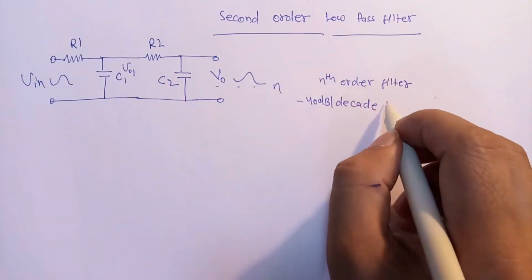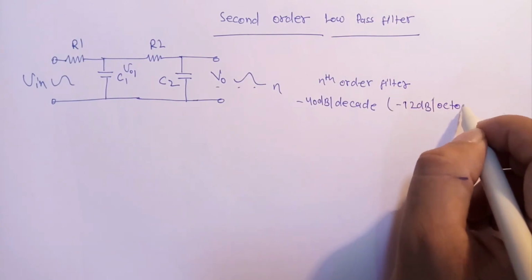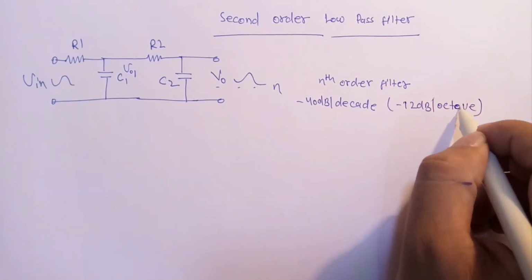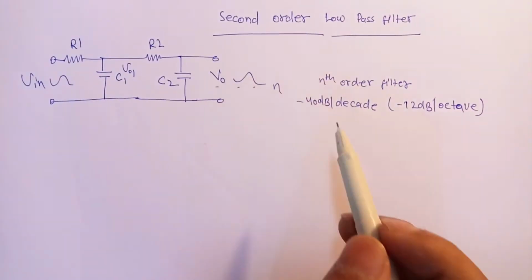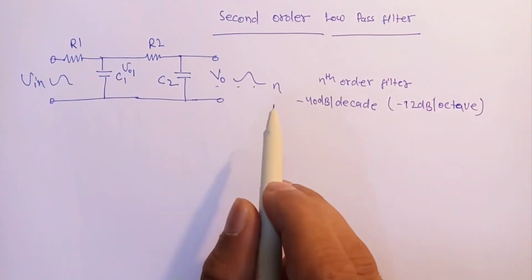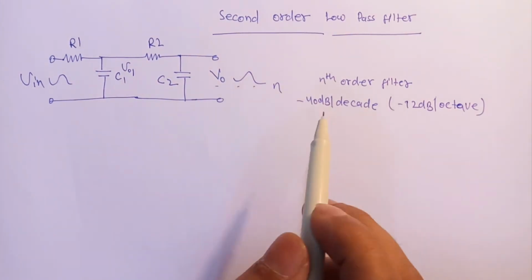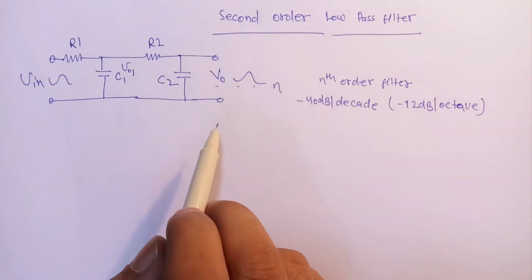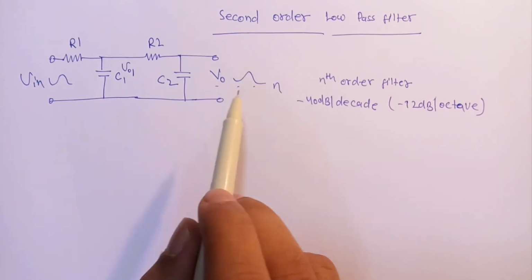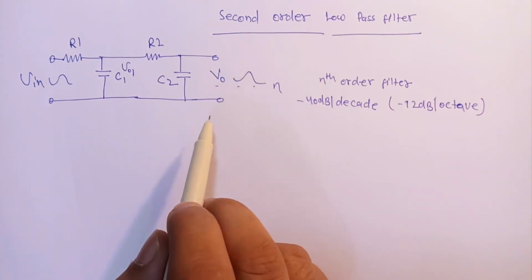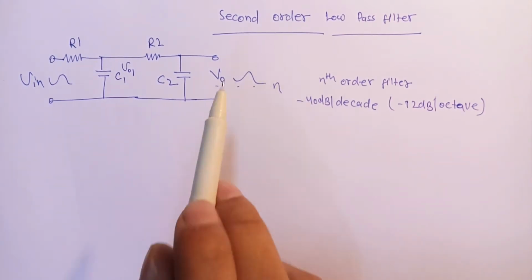Okay, or you can say a minus 12 dB per octave. Okay, so a fourth order filter would have a slope of minus 80 dB per decade, or minus 24 dB per octave, and so on. So this means that as the order of the filter is increased, the roll-off slope becomes steeper, and the actual stop band response of the filter approaches its ideal stop band characteristics.